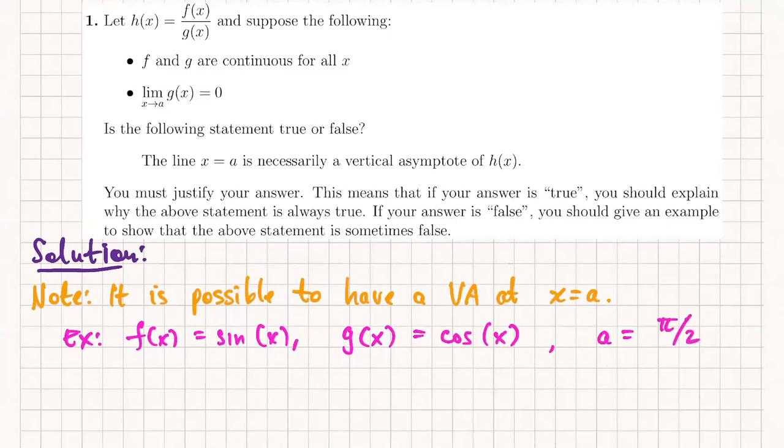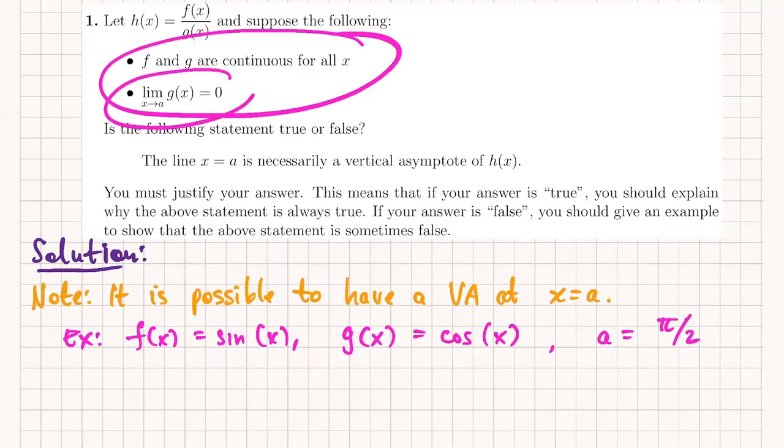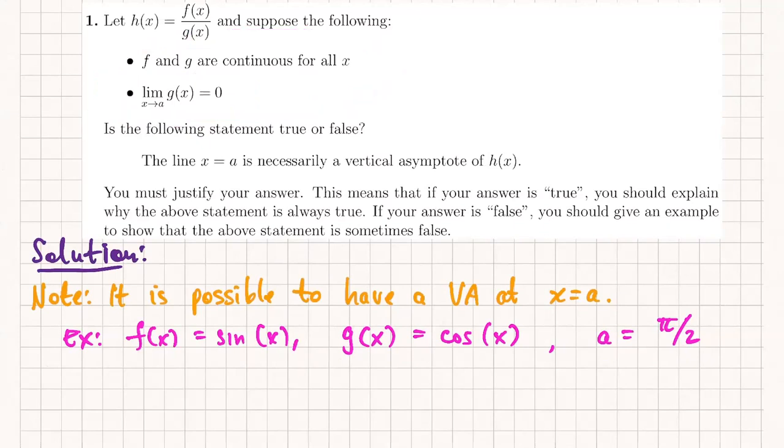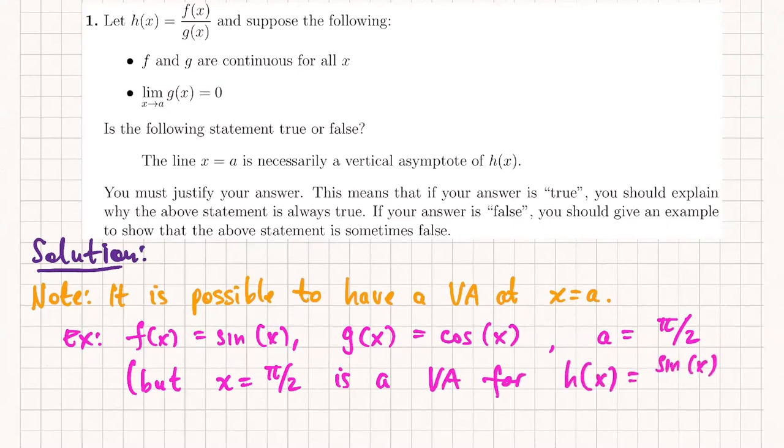So this example, does that satisfy this? Yes, f and g are continuous. Sine of x and cosine of x are continuous. g of x is 0 at a equals pi over 2, right? Cosine of pi over 2 is 0. However, the limit of this function at x equals pi over 2 is a vertical asymptote for the function sine of x over cosine of x.